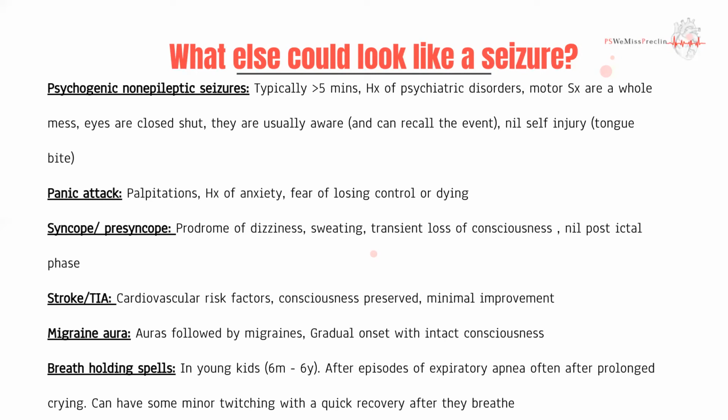A stroke and TIA as well, because they can have, again, impaired awareness with loss of muscle control. However, the consciousness is usually preserved, and your typical demographic for a stroke is going to be slightly different to that of an epileptic seizure. It is very rare to present with an epileptic seizure for the first time at the age of 72.